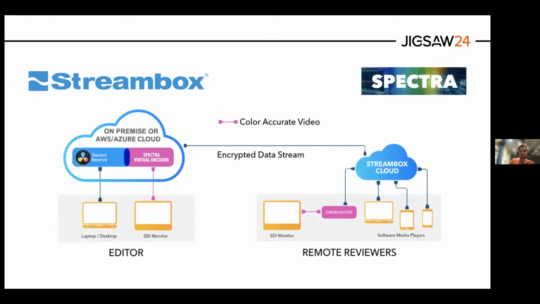So here you have your on-premise or AWS or Azure cloud, with Resolve running, and your Spectra virtual encoder, which is running in the background with the OpenFX plugin on your laptop or desktop or VDI or your big grading suite that's already plugged into your SDI monitor. And then using the example on the right, we're going to push this to Streambox Cloud. If we've got a hardware decoder, we're going to get full color accuracy to that SDI monitor, or we can take these to the free software media players via the cloud as well.